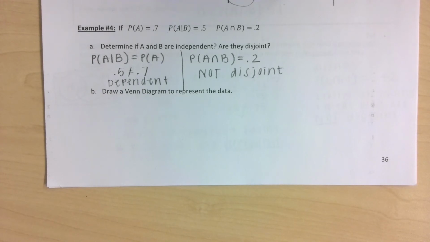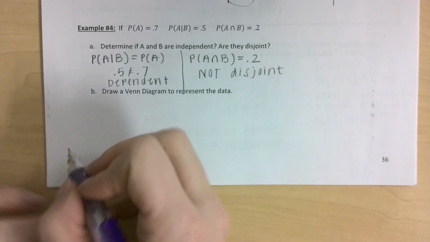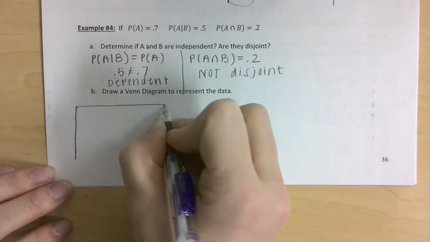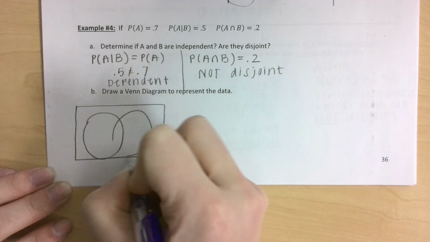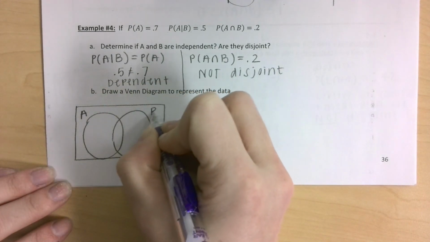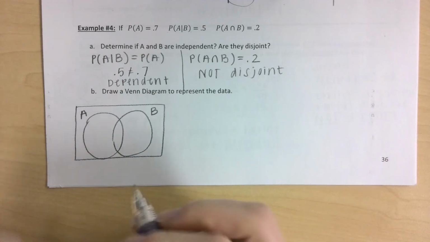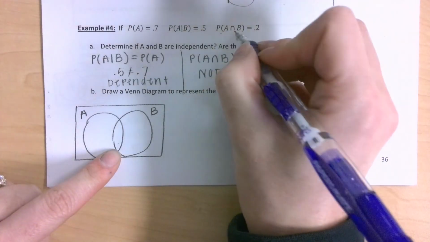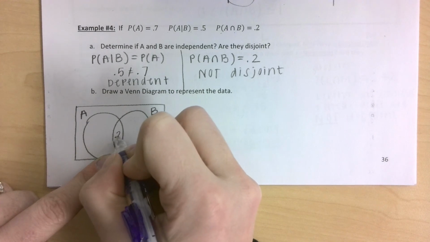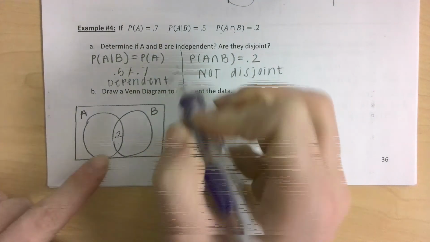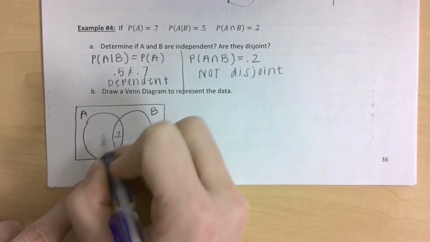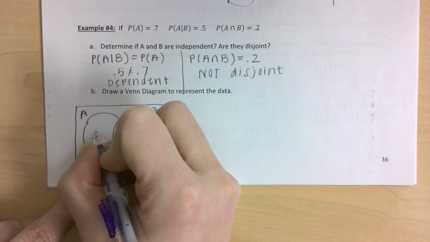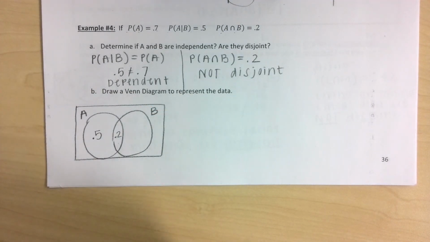Part B is kind of tricky. It's asking me to draw a Venn diagram to represent this data. So I'm going to go ahead and put my box and the two circles for events A and B. We're going to start with the middle. They gave me A and B was 0.2. They also tell me that all of A is 0.7, so this whole circle should add up to 0.7. I already have 0.2, so this would be 0.5.